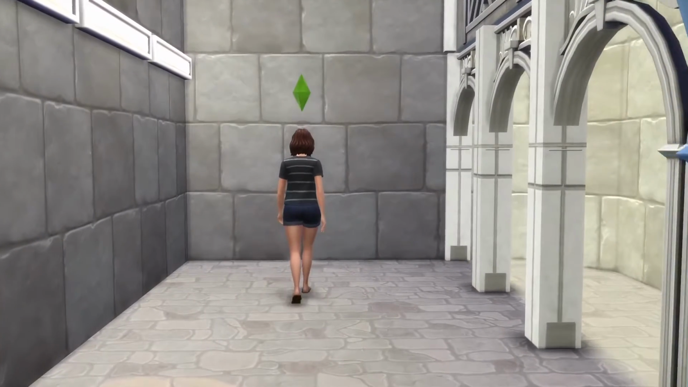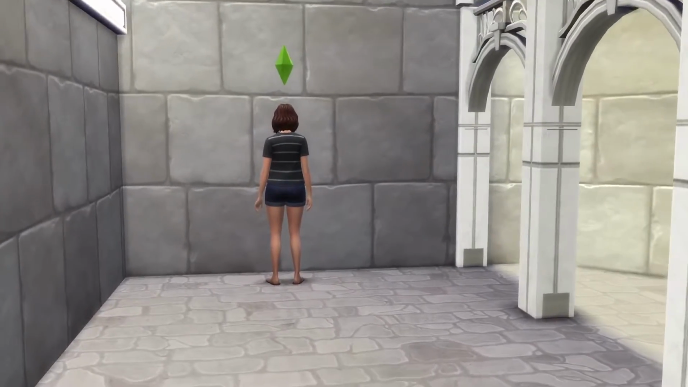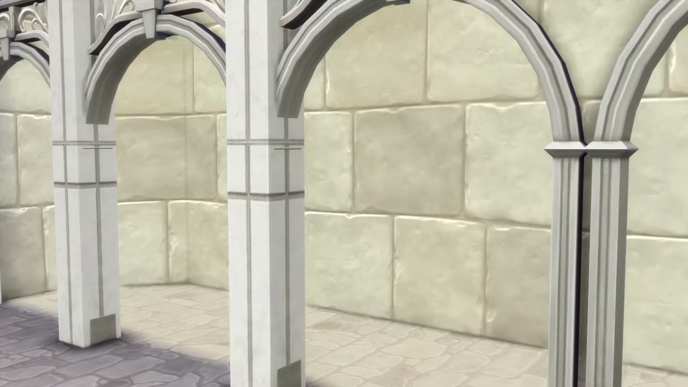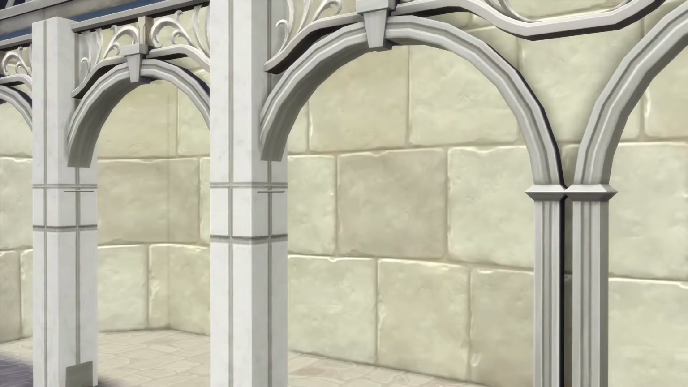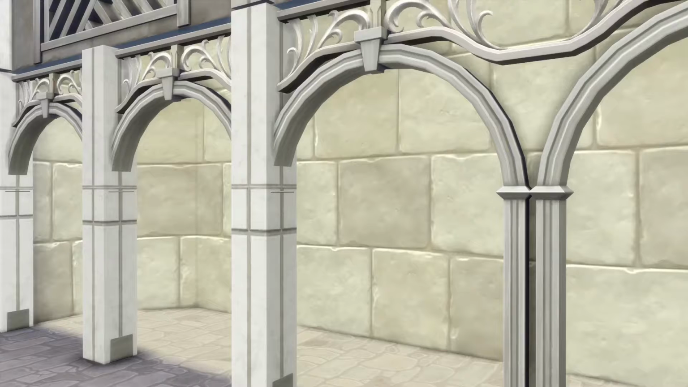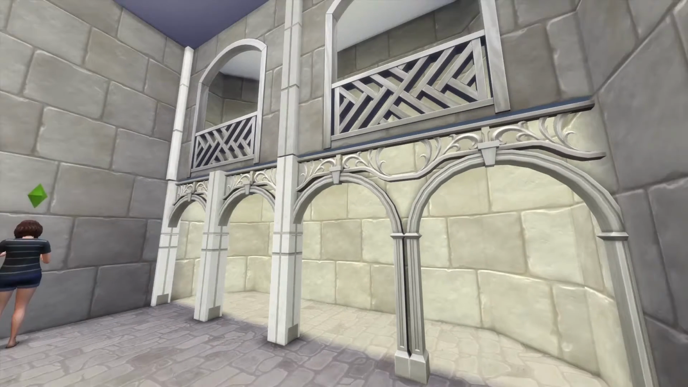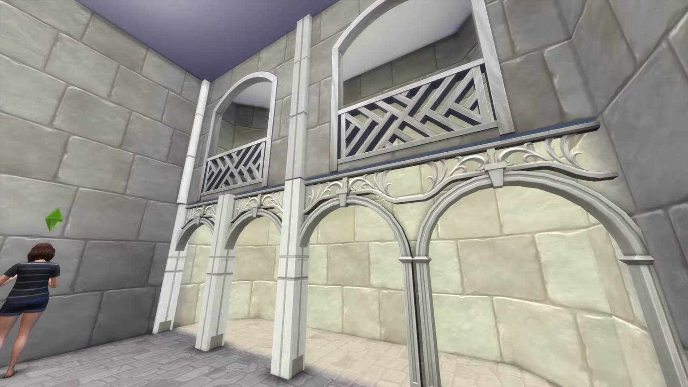A bay is a section of a building distinguished by vertical elements such as columns or pillars. Often, a bay will protrude from the surface of the wall in which it's situated, creating a small nook-like interior space, often a rectangular or semi-hexagonal outline. So here we can see that we have two separate bays side by side.